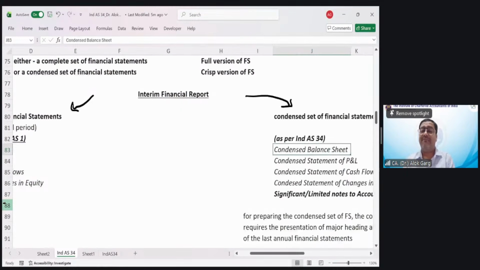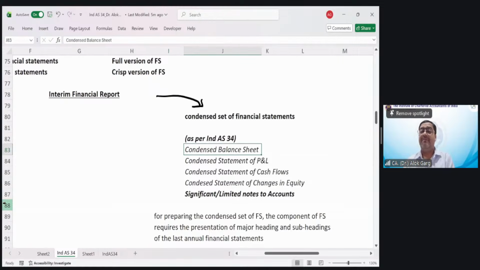What is the difference between a balance sheet and a condensed balance sheet? Okay, so let me show you the interim financial statement of one of the large listed companies. Okay, shall I show you the interim financial statement of a large listed company? Should I show you? Okay, let me show you the interim financial statement of the large listed company, which is Infosys Limited.